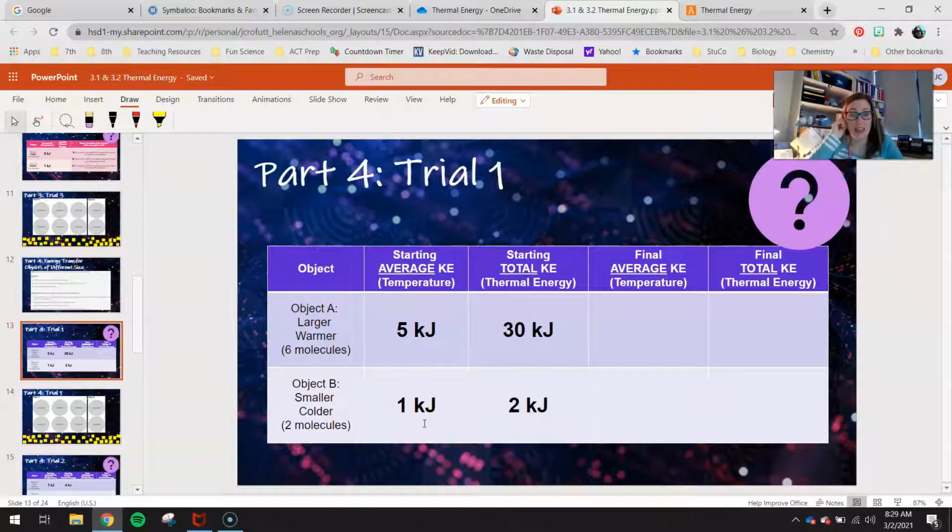Okay, and then starting total kinetic energy, you guys will see that over the 6 molecules, each of them has 5 kilojoules, so that's a total thermal energy of 30 kilojoules. And you have 2 molecules in object B, each with 1 kilojoule of energy, so that's a total of 2 kilojoules for the thermal energy or the total energy there. All right, so set that up.